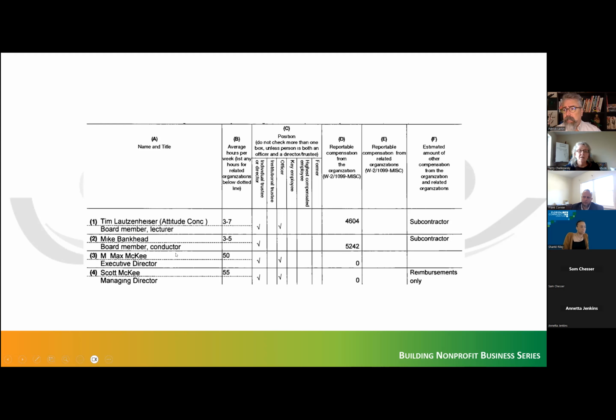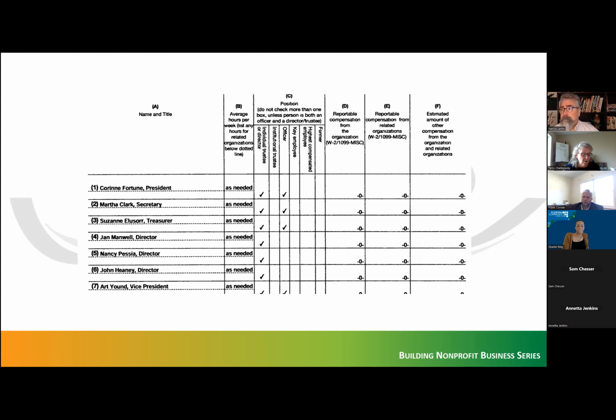But then you've got the executive director and the managing director both reporting nothing on their W-2 or 1099 there. So it's like, why are board members getting compensated when the executive director isn't? Patrick, this might be a good time for this question. The question was asked, what if the executive director also serves as a board member?